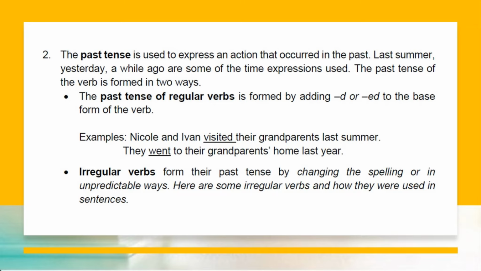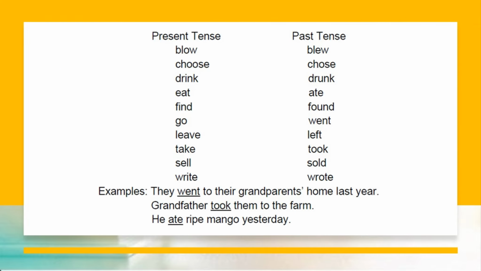Irregular verbs form their past tense by changing the spelling or in unpredictable ways. Here are some irregular verbs and how they were used in sentences. Present tense and past tense: blow, blew; choose, chose; drink, drank; eat, ate; find, found; go, went; leave, left; take, took; sell, sold; write, wrote. Examples: They went to their grandparents' home last year. Grandfather took them to the farm. He ate ripe mango yesterday.